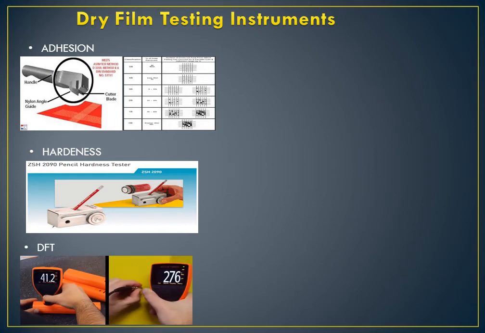Then DFT, again a very important property of the paint. DFT means dry film thickness, and never compromise on this property, because if you are not having proper DFT for CED, then your substrate is going to corrode when it comes in contact with the environment or exposure. And if you are not having proper top coat DFT, it means you are not having very good UV resistance, gloss and other chemical resistance properties.